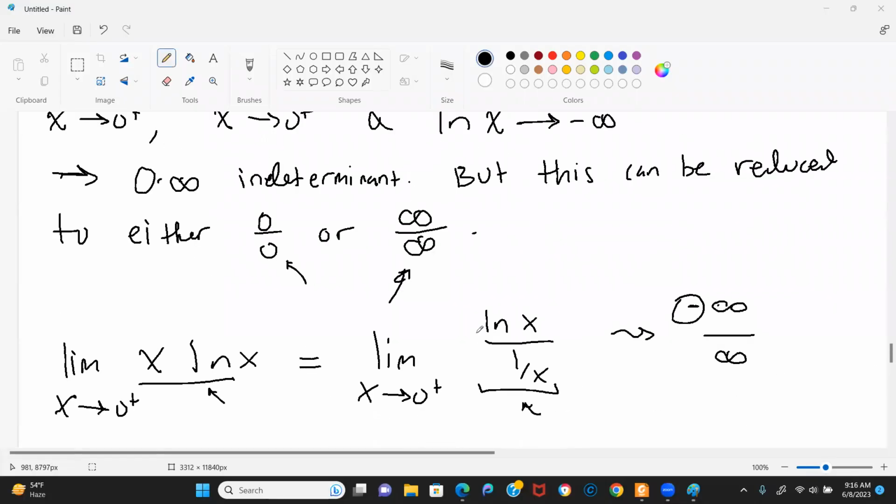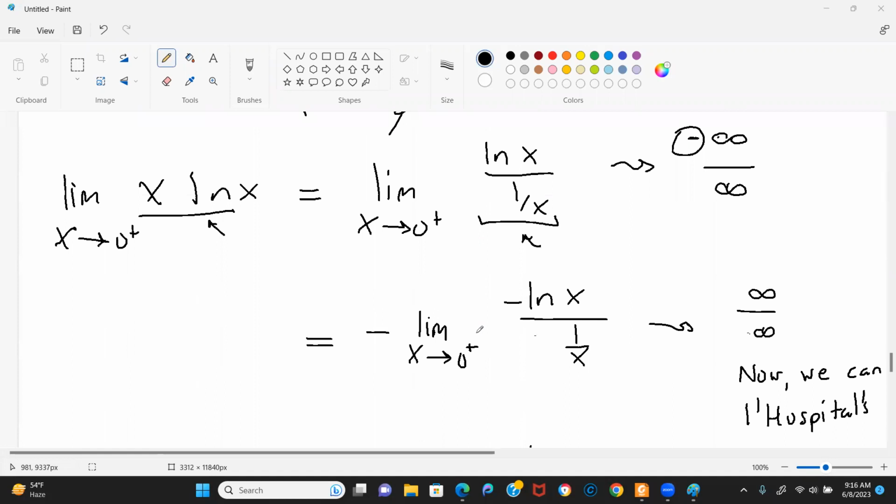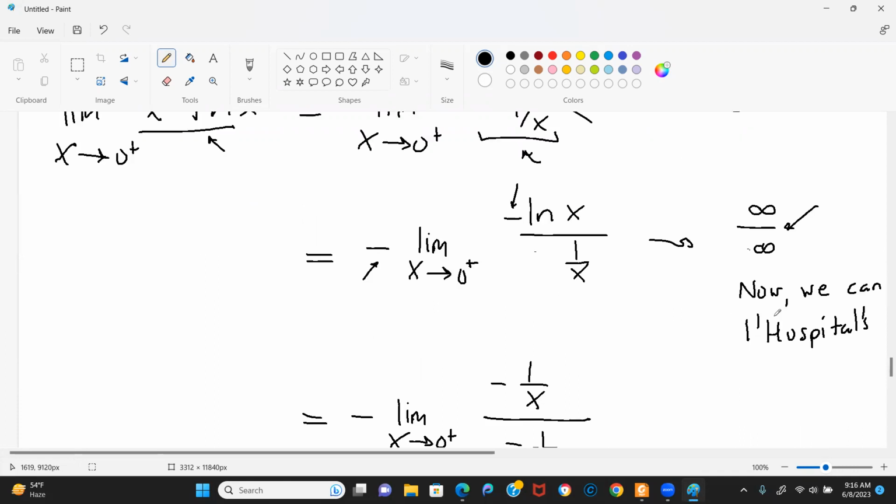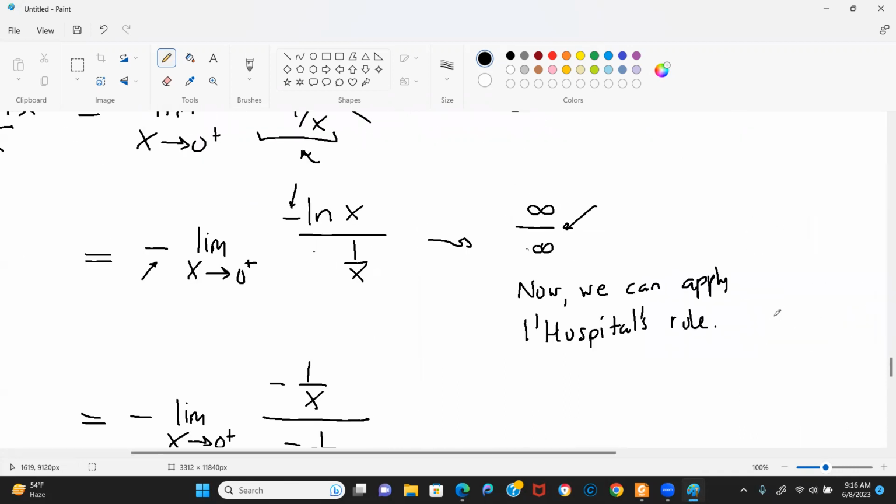So where were we? Okay, so we had this limit of x times ln x as x goes to 0 from the right. We were able to rewrite it like this. This gave us negative infinity over infinity. So this is pretty close to the indeterminate form mentioned in L'Hopital's rule. We just need to tack on these negatives right here, and this would actually give us infinity over infinity.